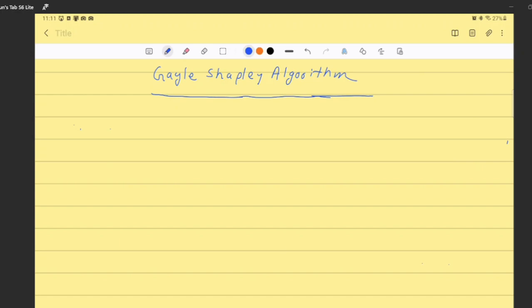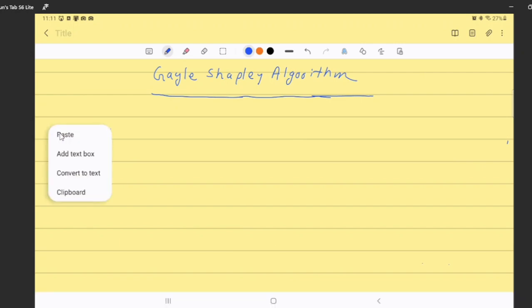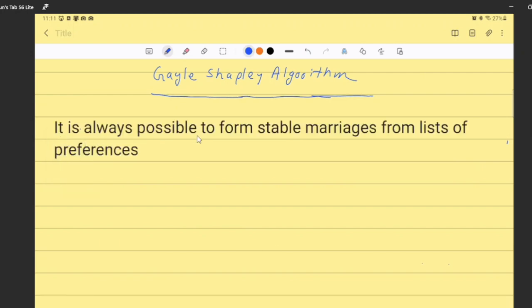So in this video, we will see about the Gale-Shapley algorithm, the main algorithm which we use in our project, and how we use this algorithm to build our project, which is the JEE allocation algorithm. So let's first see the statement of the Gale-Shapley algorithm. It is always possible to form stable marriages from a list of preferences.